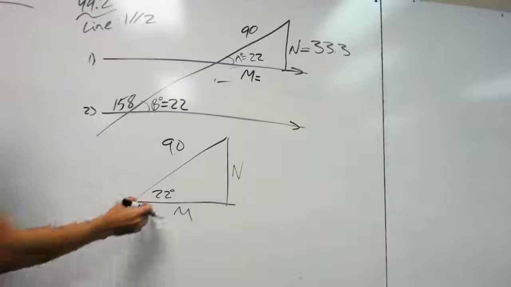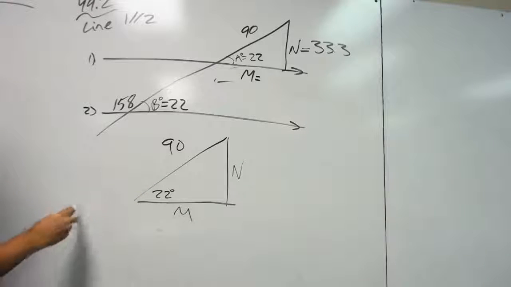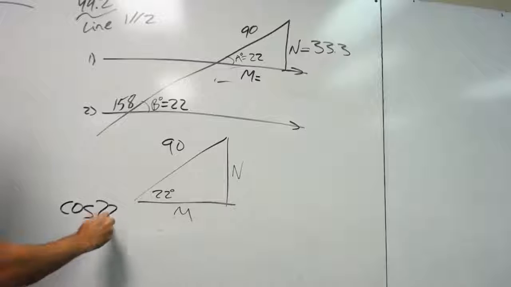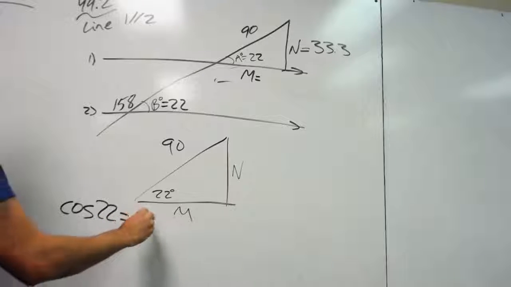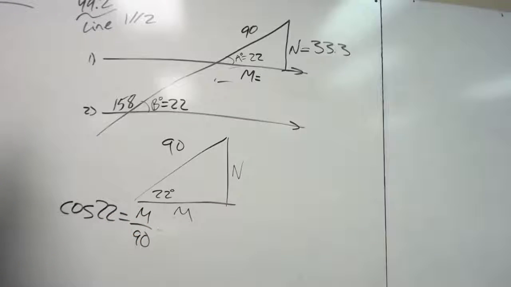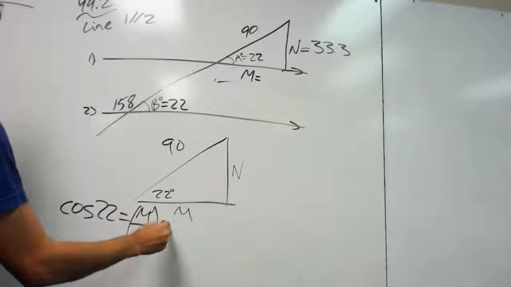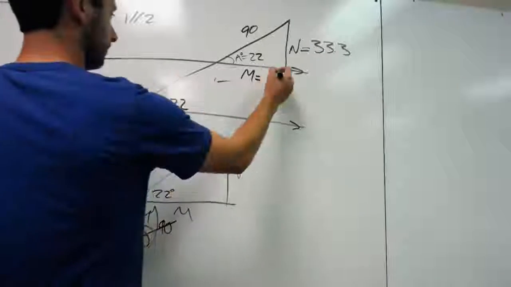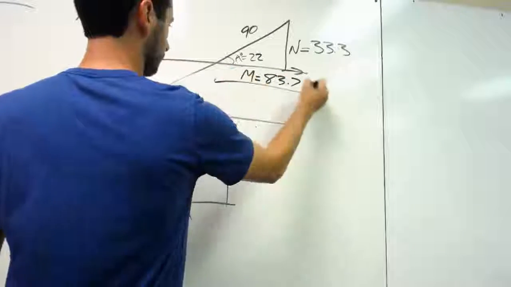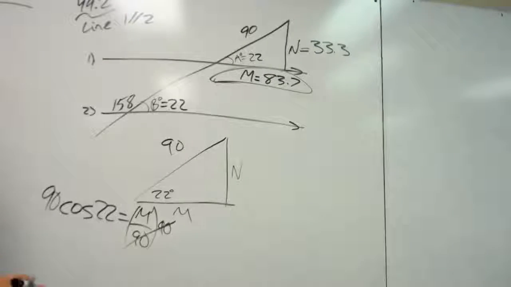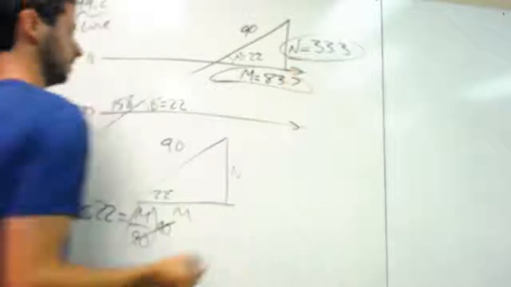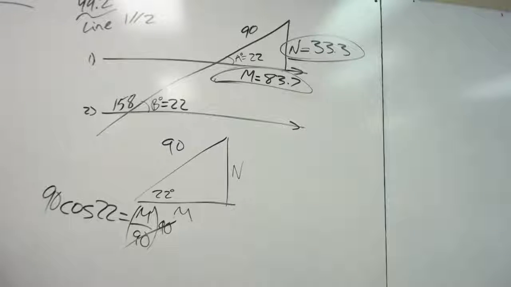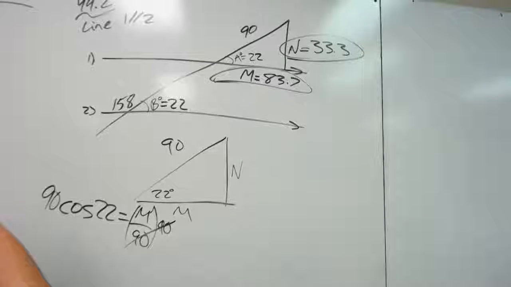So like we did on the last one, adjacent over hypotenuse, cosine 22 equals M over 90. Multiply by the 90. 90 times cosine of 22 should give you 83.7. You could have done Pythagorean theorem, but I prefer that way. I think it's quicker if you are good at the trigonometry. And so those would be your two answers, and that's how you do transversal lines and solving for right triangles.